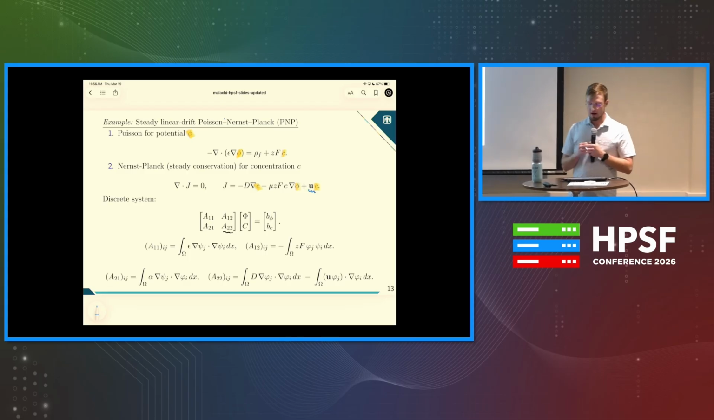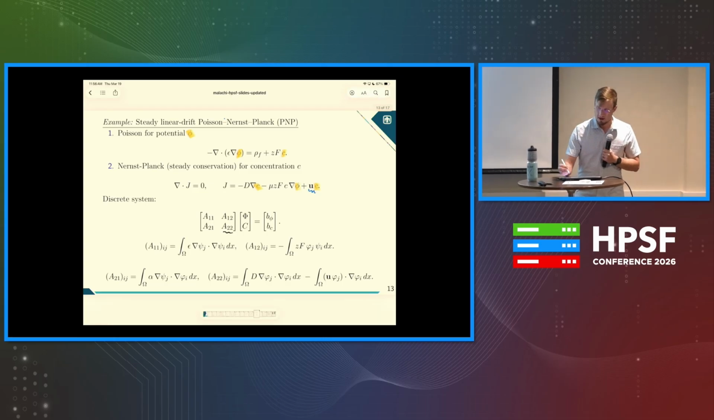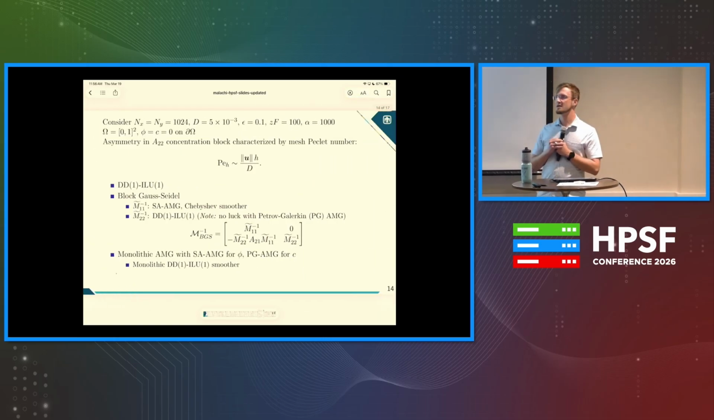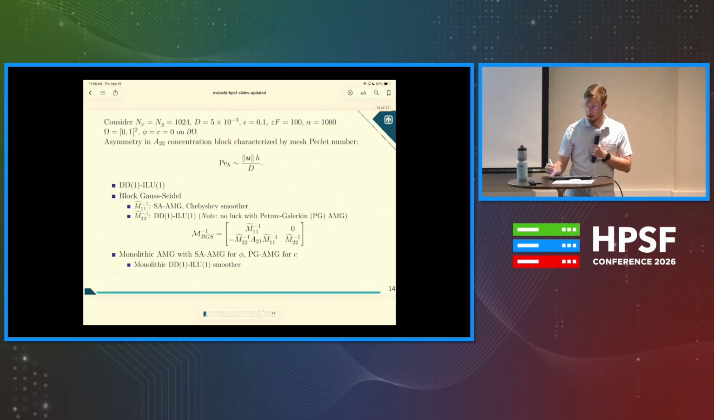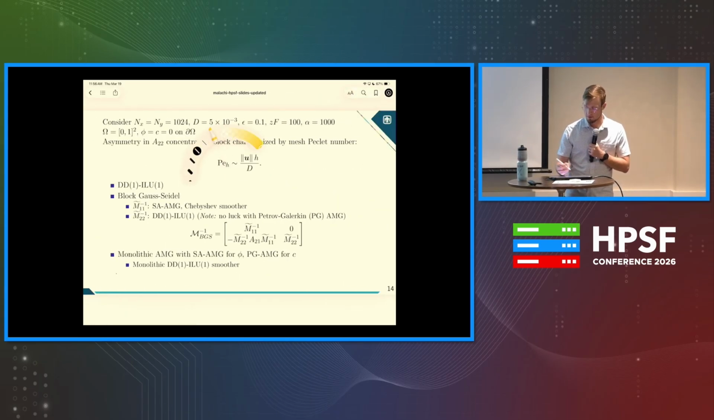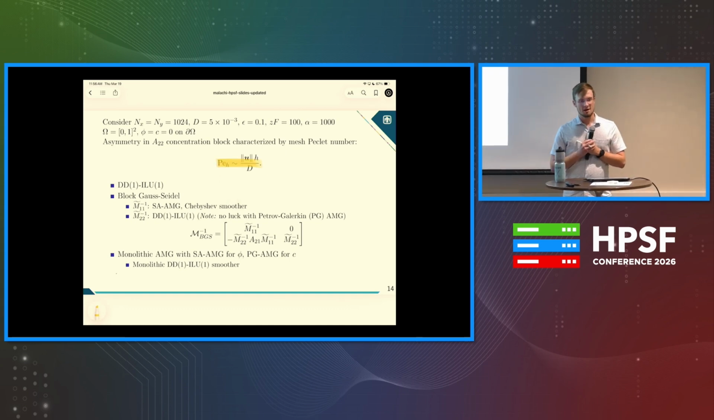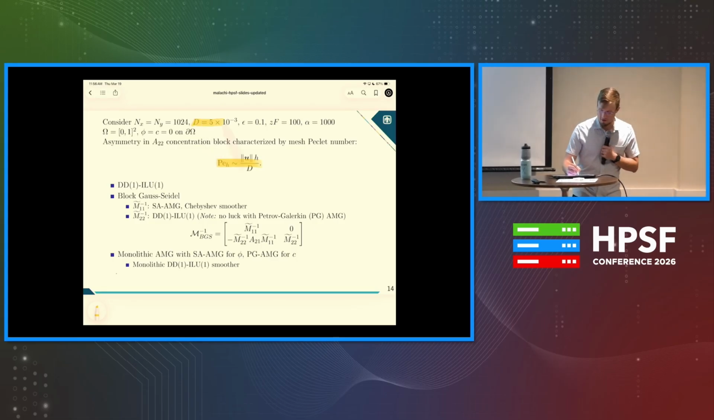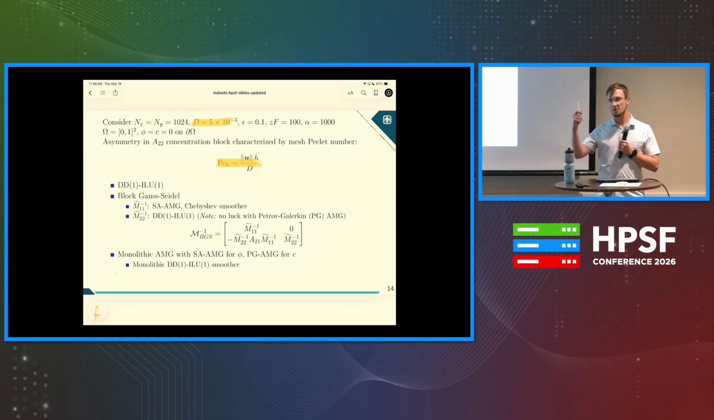And so the A11 block, which corresponds to Poisson, that's symmetric positive definite. We can just use SA AMG or smoothed aggregation. But for the A22 block, that can actually be really asymmetric. And in fact, it obeys this sort of mesh Peclet number condition, which depends on this D parameter, which corresponds to the diffusivity. And in a lot of real-world applications, that diffusivity is really small. And so it drives that mesh Peclet number quite large.